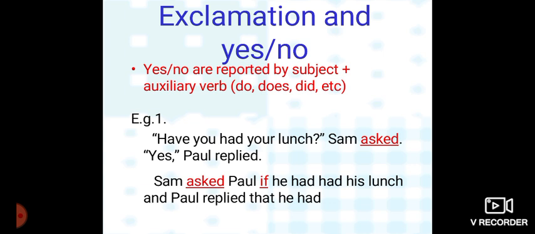So Sam asked the question, right? So we say, Sam asked Paul, and Paul only replied. Sam asked Paul if he had had his lunch. "If" is the conjunction we want to use. "Have had" is an exception mentioned at the start of the slide: "have had" means we want to use the "had" format. So: if he had had his lunch, and Paul replied that he had. We want to use it like that.